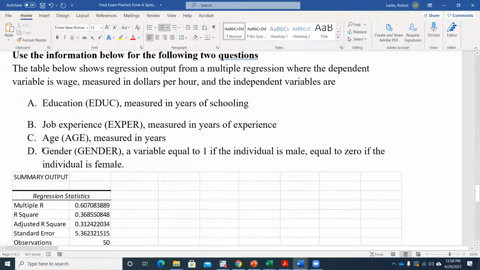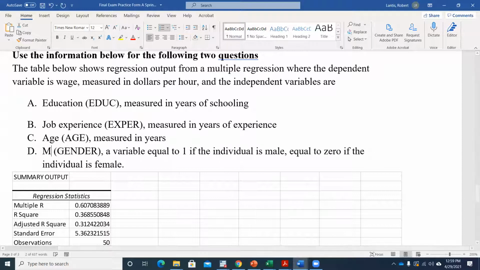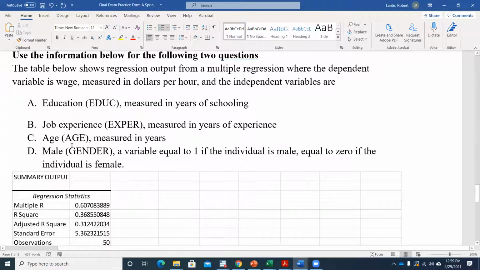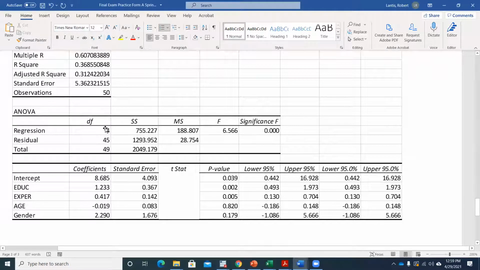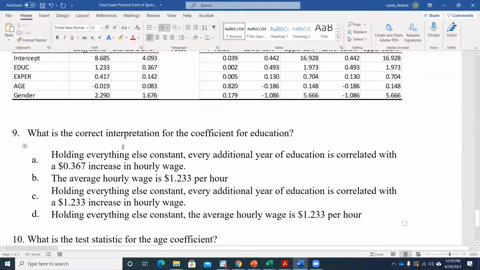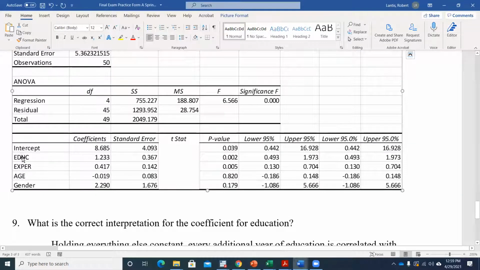So we could maybe call this, instead of gender, a variable that represents that the individual is male, if we see a 1 there. So I give you this regression output, and I'm going to ask you some questions about it. First of all, how would we interpret the coefficient on education? If we look at this education variable, how would we interpret that coefficient?